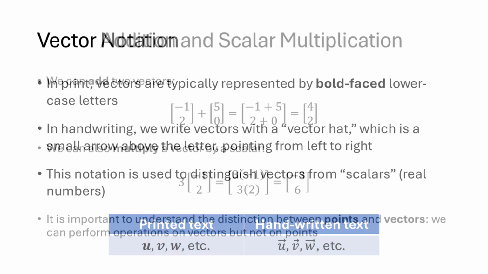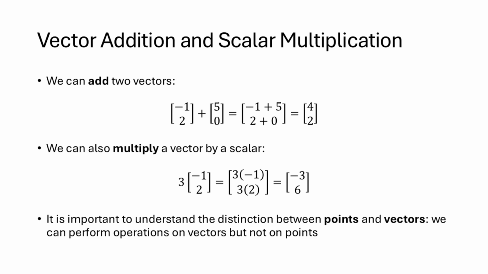Our vector operations are that we can add 2 vectors, and so for example, if we take the vector (-1, 2) and add it to the vector (5, 0), we add the first entries to get -1 plus 5 equals 4, and add the second entries to get 2 plus 0 equals 2. We can also multiply a vector by a scalar. And so, for example, we can take the vector (-1, 2) and multiply it by the scalar 3. To do that, we multiply both entries by 3 to get the result (-3, 6).